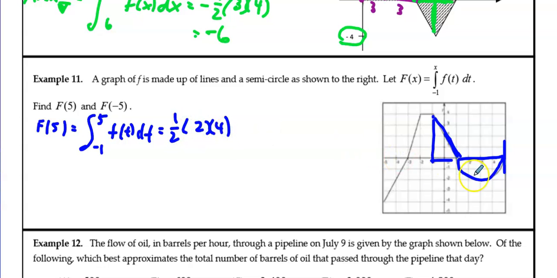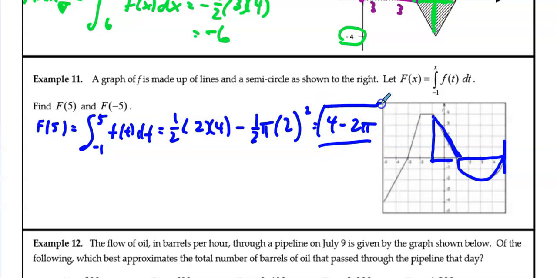So the area of this triangle would be 1/2, the base is going to be 2, the height's going to be 4, and I'm going to subtract the area of the semicircle, which is 1/2 times pi, the radius is going to be 2, and we're going to square that. So the answer to this problem is going to be 4 minus 2 pi. Okay, so that's going to be the easy one. That one we've done many times before.